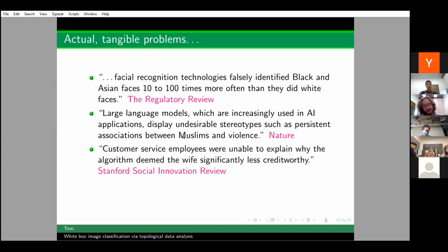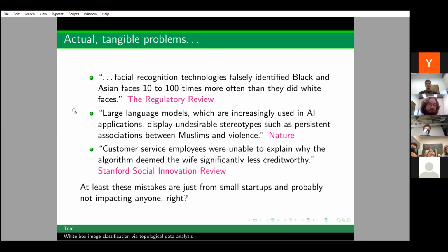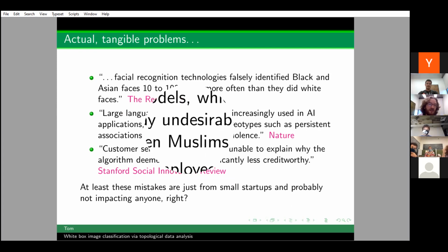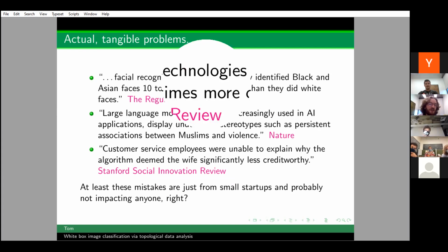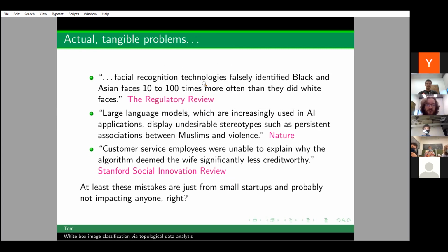And then finally, another example with respect to using machine learning to determine credit limits. This was an example of a husband and wife who both applied for the credit card where this machine learning was being used, and the wife was deemed significantly less creditworthy, again, with no explainable reason why. Okay, so all of these are things that I hope we would all want to avoid. At least we can say that these mistakes are just from small startups who probably don't know about the technology and probably aren't impacting anyone, right? We might hope that was true, except this bottom example came from Apple's Apple Pay credit card. This middle example is coming from Google's BERT language model. And this example at the top is being used by, for instance, US Customs and Border Patrol. So these are not small startups making these mistakes. These are the leading industry tech companies who aren't getting this right.